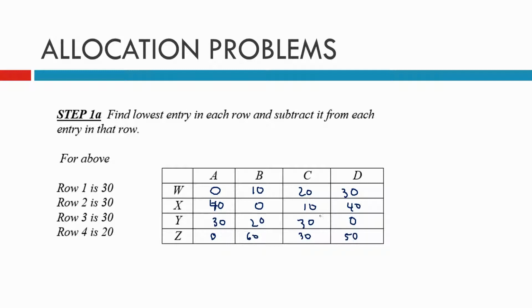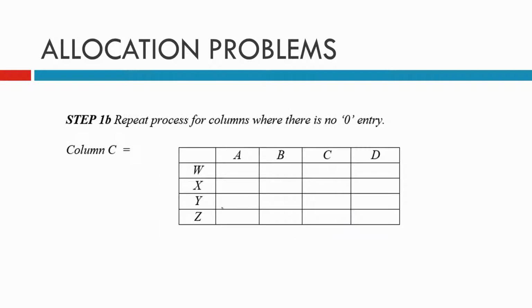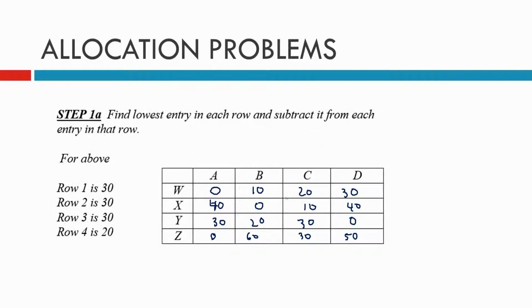Now for step 1B, we repeat the process for the columns where there is no 0 entry. So let's have a look at all the columns. Column A, yes, there's a 0 there. Column B, there is a 0 there. Column C, there is no 0 in here, so again we pick the lowest one, which happens to be 10. And column D, there is a 0. So we only need to worry about column C.